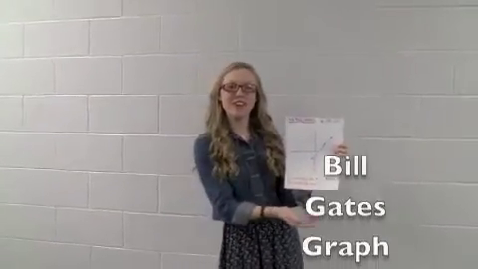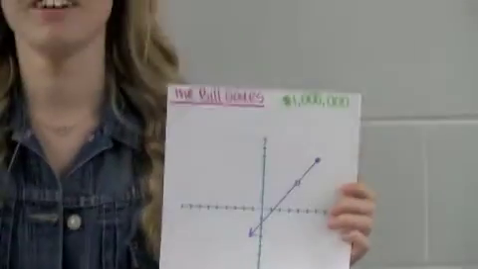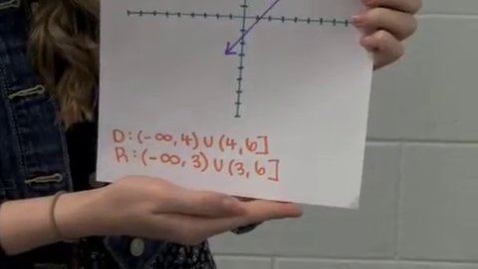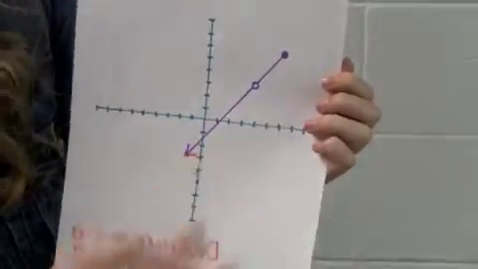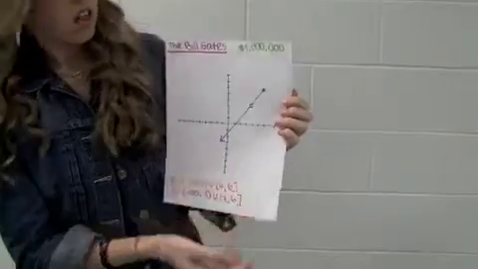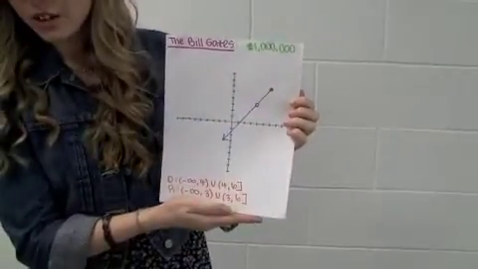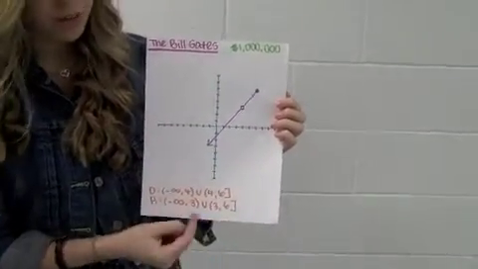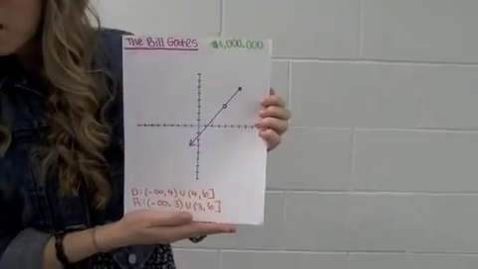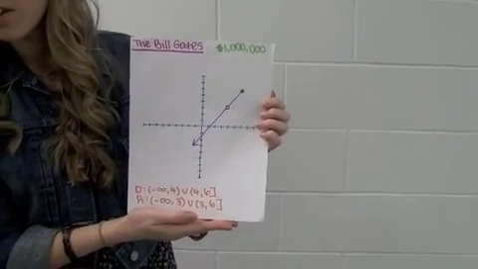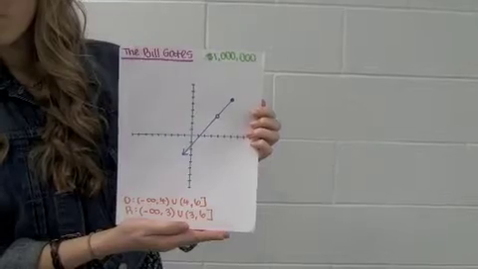Here we have this glorious graph, the Bill Gates. This amazing work of art is selling for $1 million today. As you can see, this graph has it all. Since there is a ray and a segment on this graph, there are two domains, so they have to be joined by a union symbol, U. This closed dot indicates an included point, so you would put a bracket. And this open dot indicates a non-included point, so you would put a parentheses. The same rules apply to the range. All of these things put together make the Bill Gates the most magnificent graph we have to offer. Call now to get one of your own.